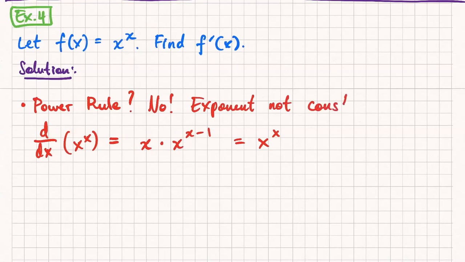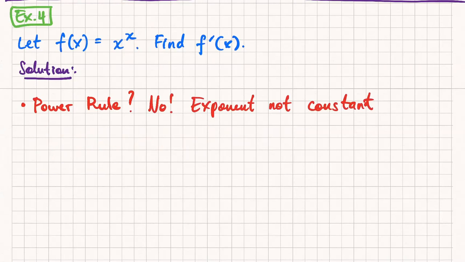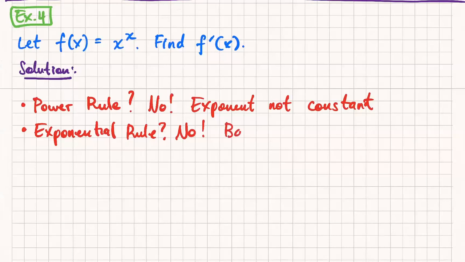Now, I see a lot of LNs. I see a lot of LN business going on. Okay. I also want to mention you also can't use this exponential rule. Why? Because the base is not a constant. So both the base and the exponent are not constant.